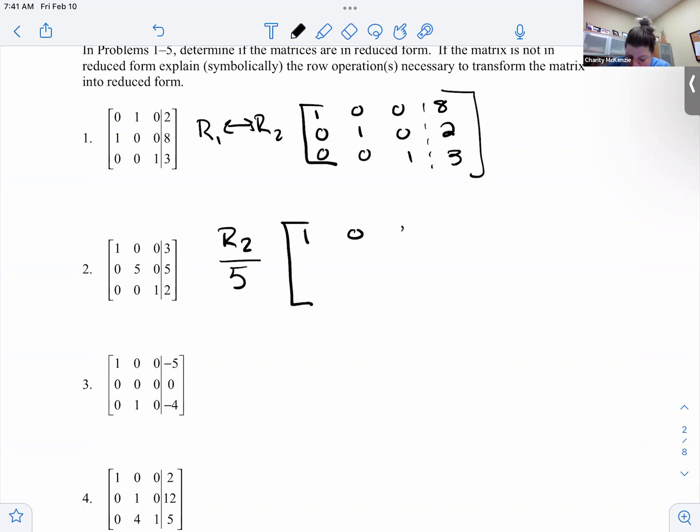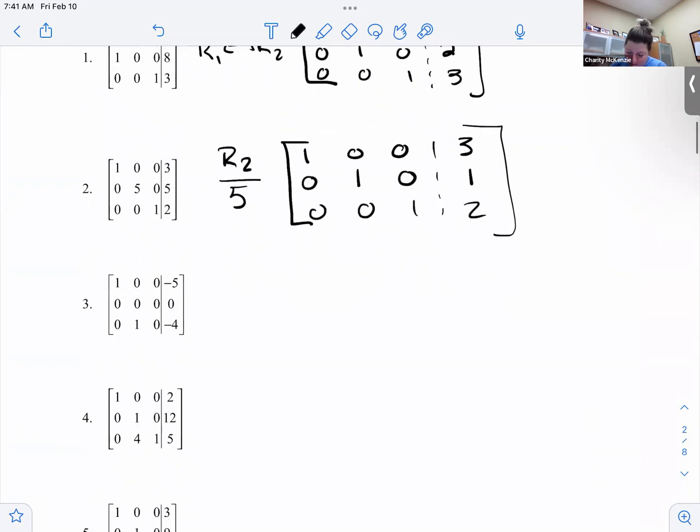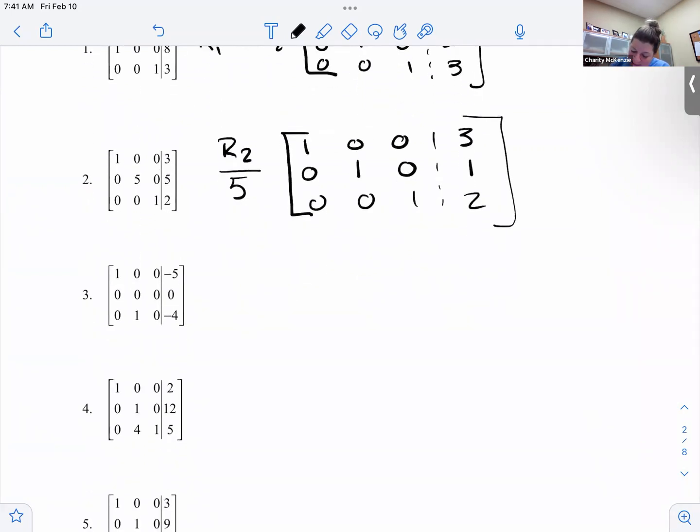So row 1 stayed the same, and row 2 becomes 0 divided by 5, which is still 0, 5 divided by 5 is 1, 0, 1, and then the last row is 1, 0, 0, 1, 2. So we just had to divide by 5, and now it's in reduced row echelon form, or reduced row form. Okay, and then this would represent x1, x2, x3, or x, y, z.